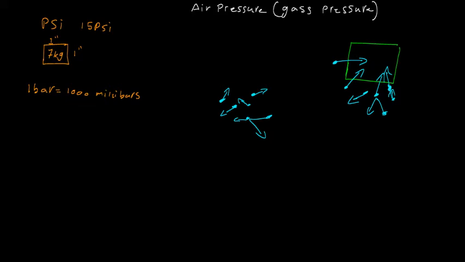The SI unit for pressure, though, is the Pascal, or Pa for short. So 1 bar equals 1.0 times 10 to the 5 pascals. Okay, so i.e. the pressure at sea level is 10 to the 5 pascals.